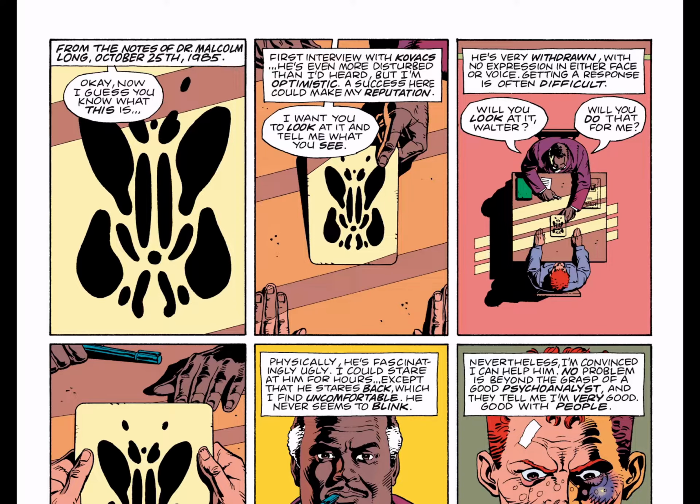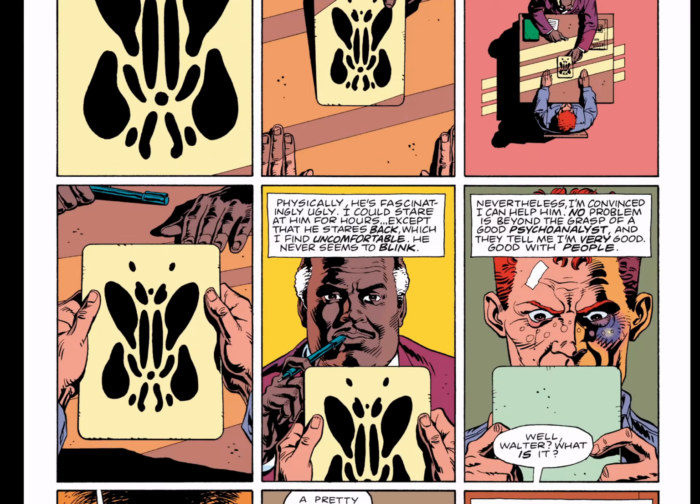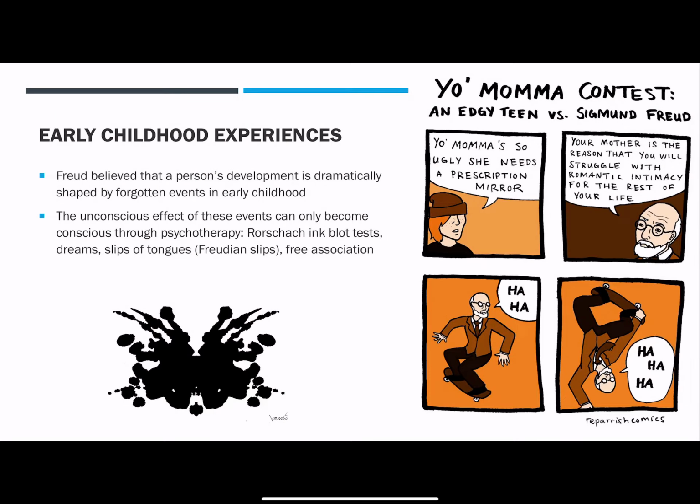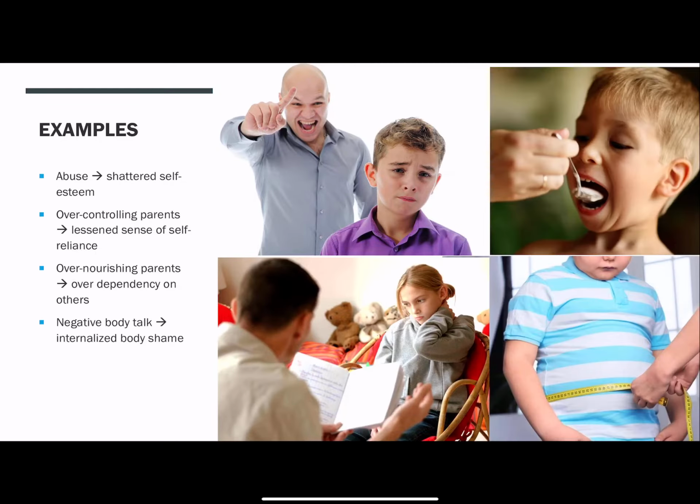And so we'll see that early childhood events end up being very important to this psychologist or psychoanalyst's theory of Rorschach. And just by the way, right, these are some examples that we've seen in terms of the ways in which early childhood events could shape you. So if you were abused a lot as a child, you might end up having a shattered self-esteem growing up. If you have over-controlling parents, you might have a lessened sense of self-reliance, so on and so forth. And you could look at these other examples. If you have a traumatic experience, you could develop a phobia or anxiety, so on and so forth.